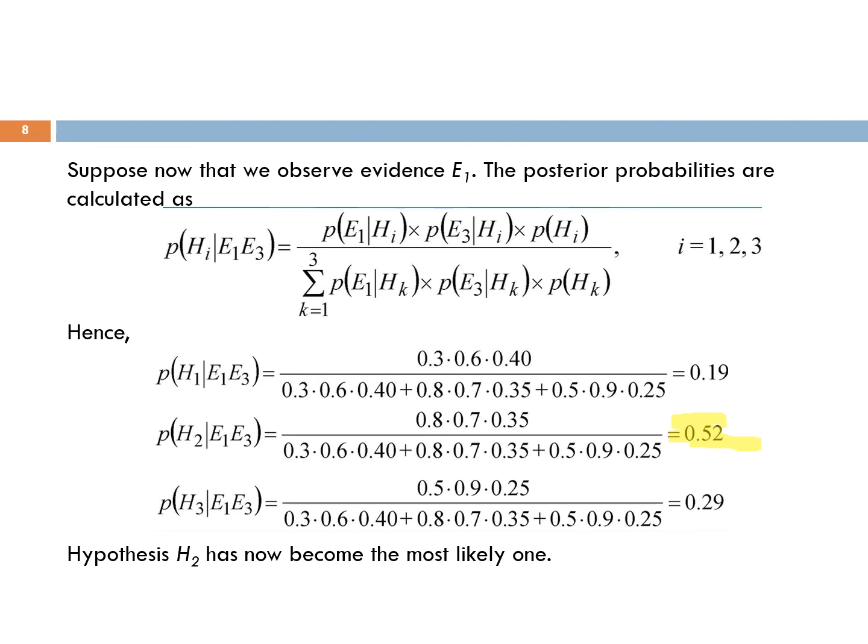If you are developing the expert system, it means that you choose hypothesis 2 to be the one that you will choose for reasoning.